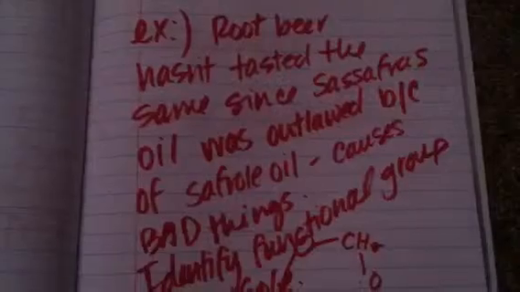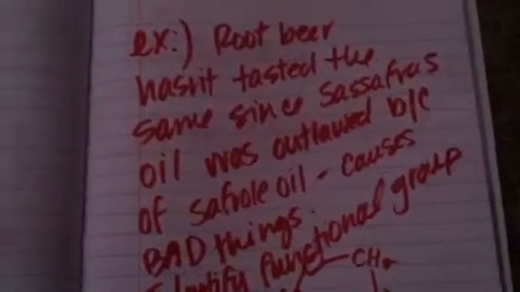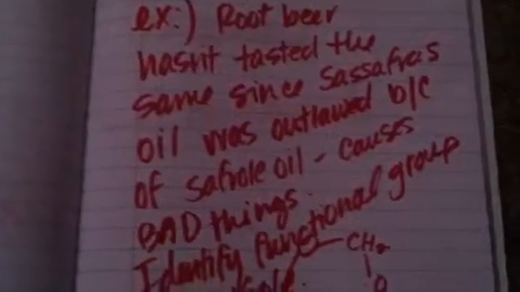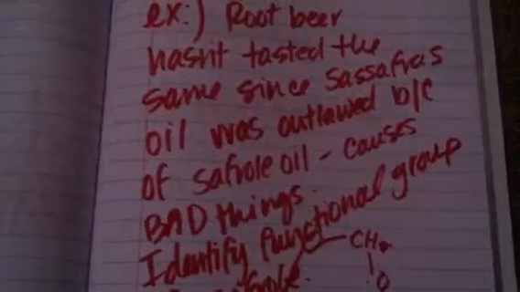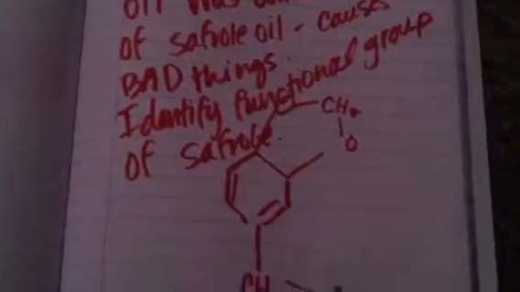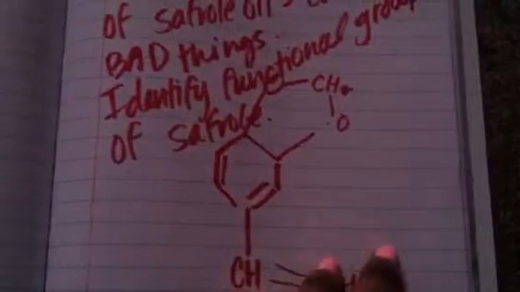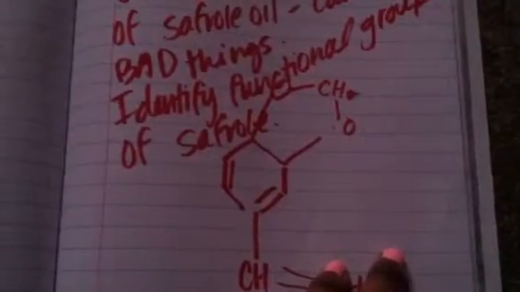And now I have an example for you. For example, root beer hasn't tasted the same since sassafras oil was outlawed because of saffron oil. It causes cancer in rats and mice. And the problem is to identify the functional groups of saffron oil. So here I've drawn this. Let me draw it again.